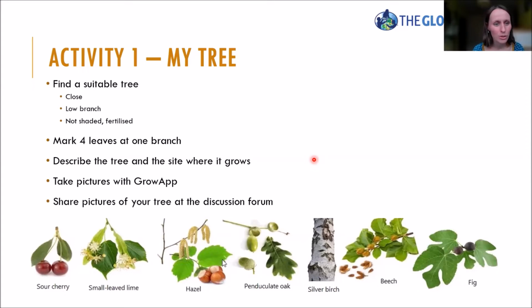And the third important rule is that the tree should not be influenced by shade, not shaded by a building, or watered or fertilized by people. If the tree that you chose is fertilized, watered, or shaded, you can still observe such a tree, but please, when you share your data later on, make a comment about it so that scientists or other schools that use your data know that the tree was influenced somehow.